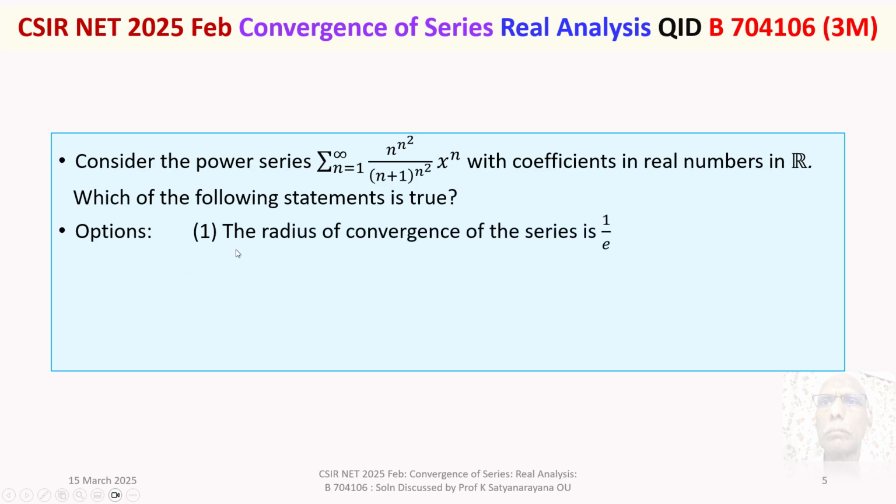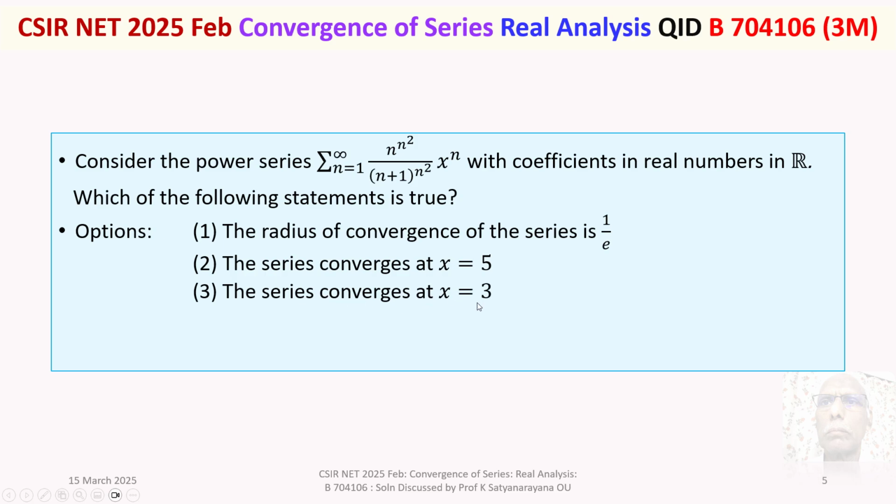Option 1. The radius of convergence of the series is 1 by e. Option 2. The series converges at x equals 5. Option 3. The series converges at x equals 3. Option 4. The series converges for all x with mod x less than 1 by 2.